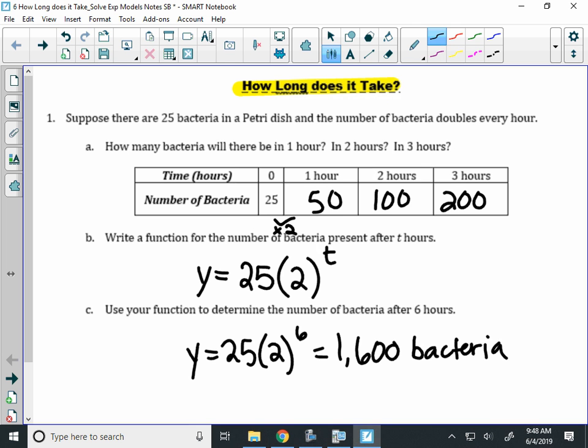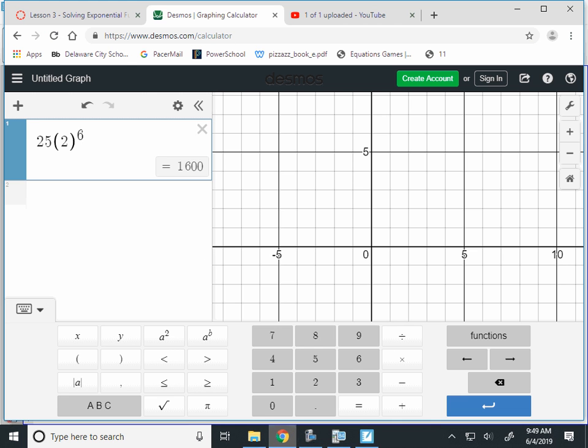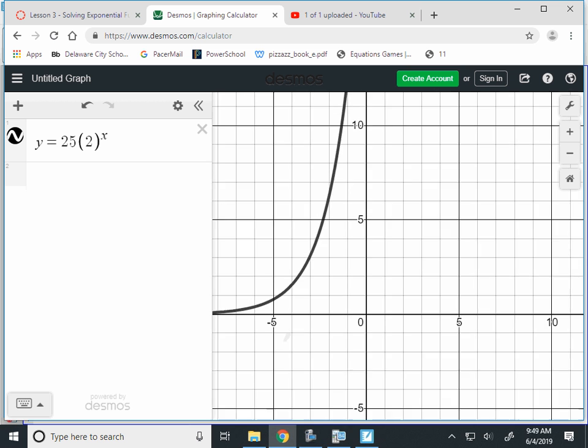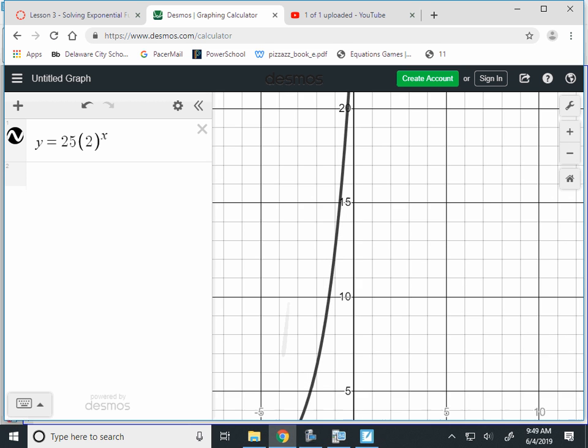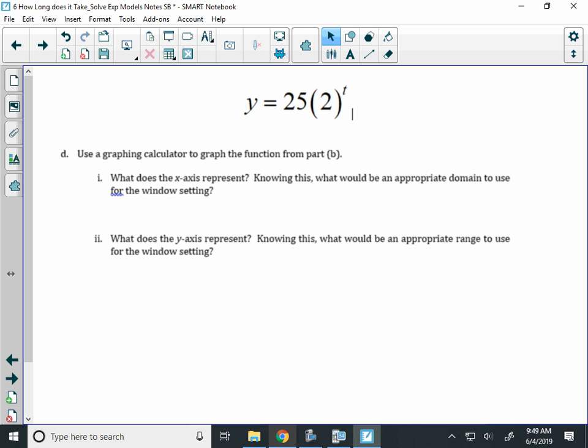Now let's spend a little bit of time working with a Desmos or a calculator and solving these exponentials. So here's our equation that we wrote, 25 times 2 to the t. It says use a graphing calculator or Desmos to graph that function. So let's take our time here. Y equals, now when I graph in Desmos, I can't use t, I have to use the value of x. So here's the equation. Now, unless I pull way down, I can't see the y-intercept or anything, which is what the next couple questions are asking me about.